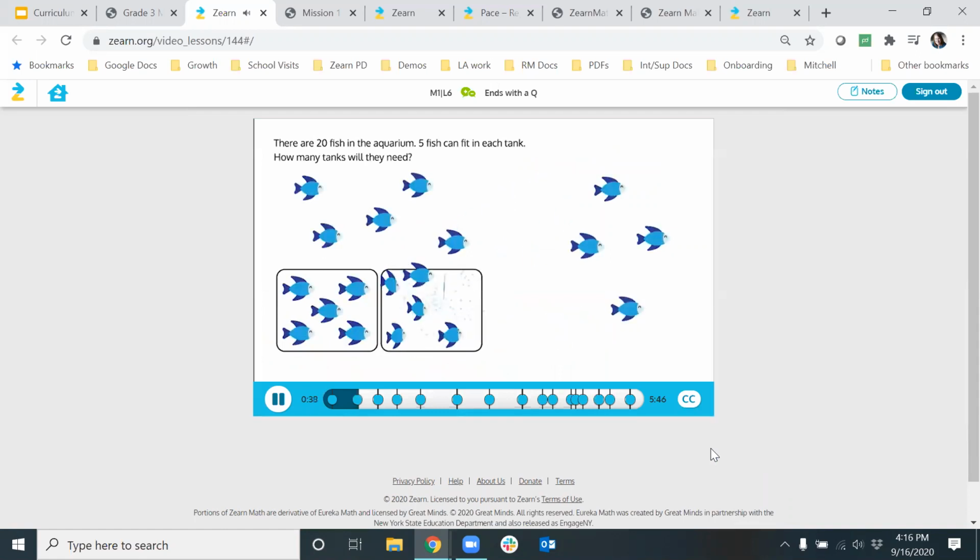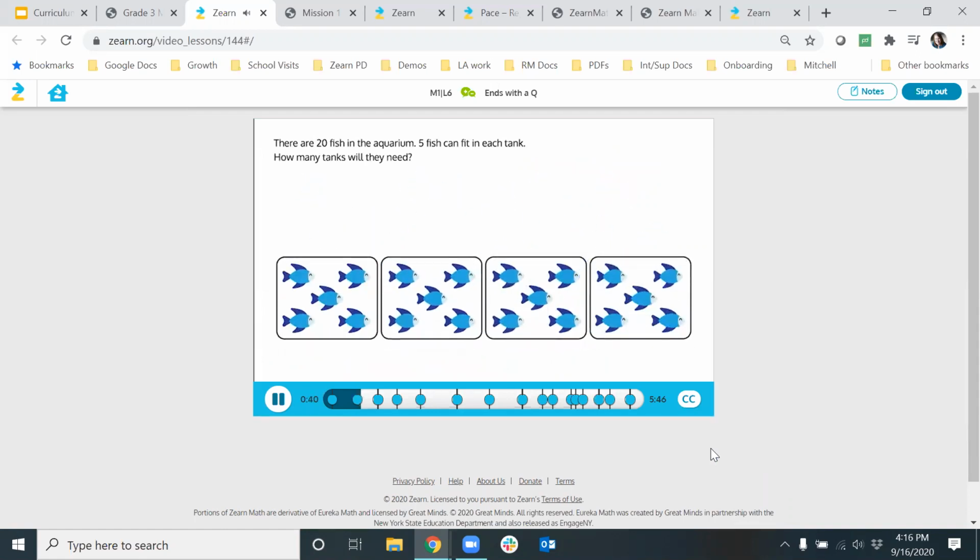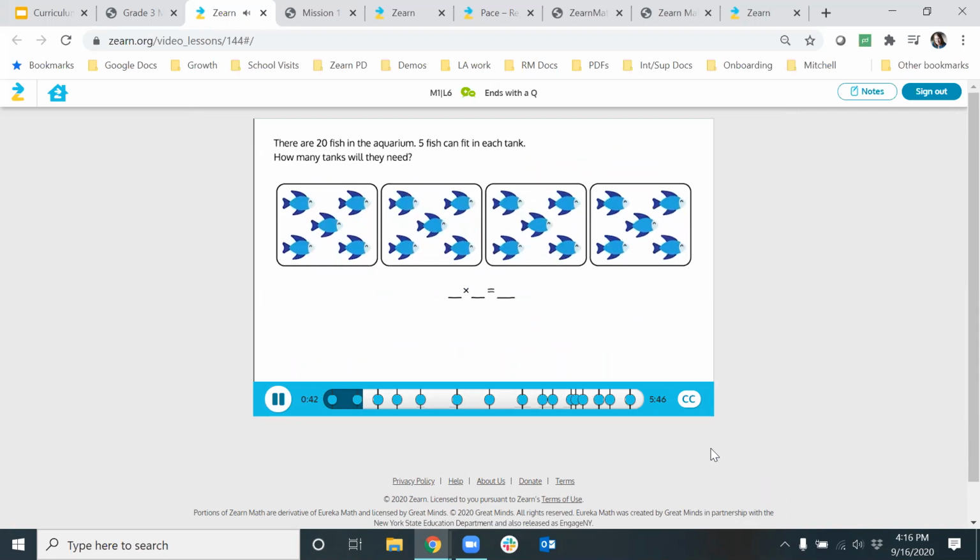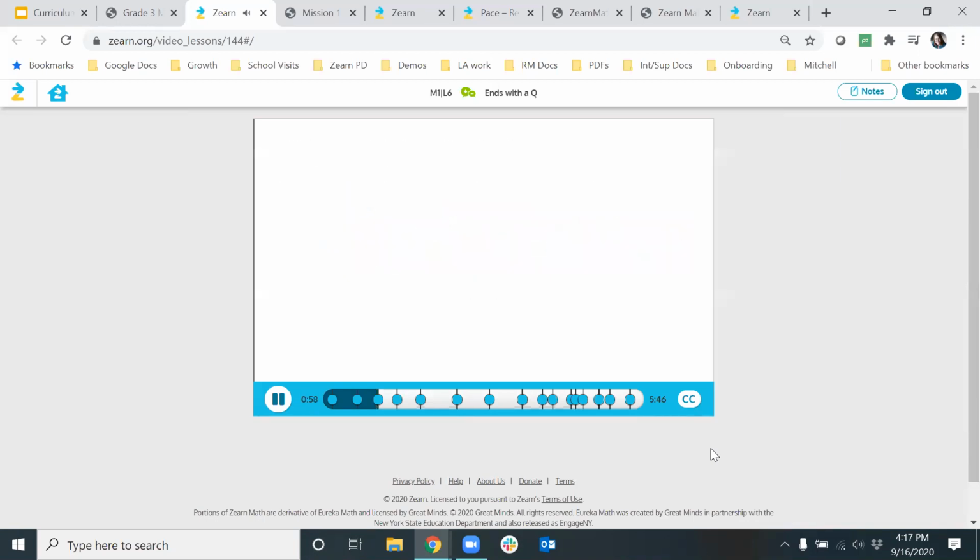I'll put 5 fish in each tank like this. Let's write a multiplication equation that represents our picture. I'll write a question mark for our unknown, the number of groups. What is the size of each group? What is the total? Go ahead. Fill in the multiplication equation.